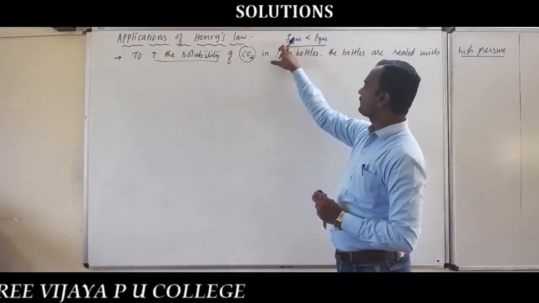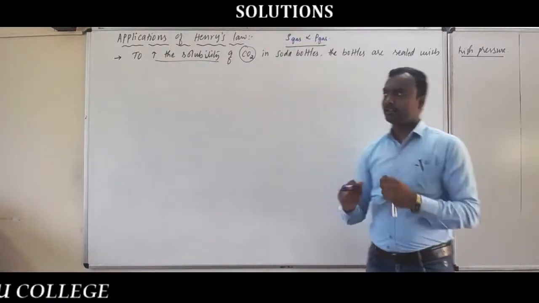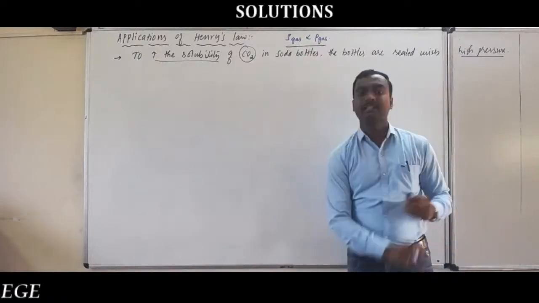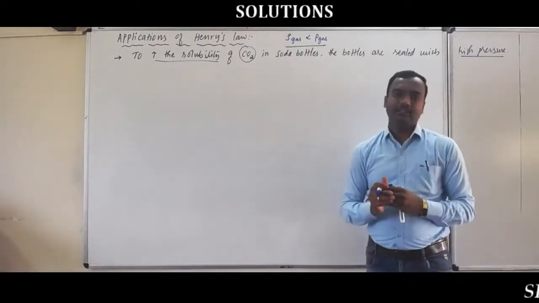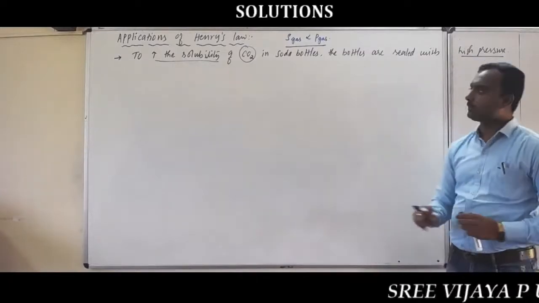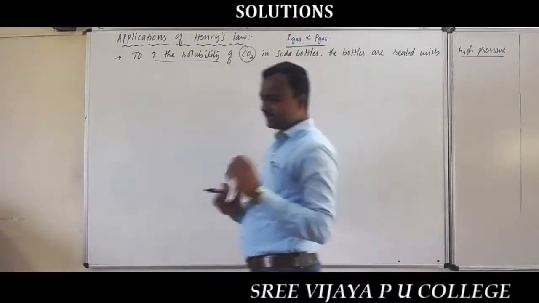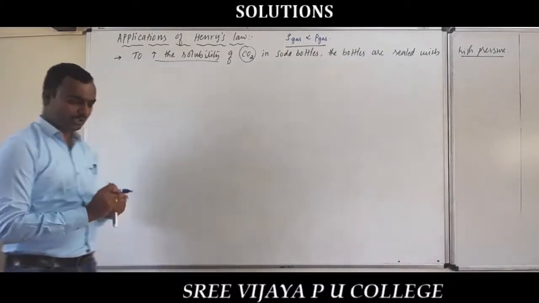That is Henry's law: solubility of the gas is directly proportional to the pressure. With high pressure, more carbon dioxide is dissolved in the water. Therefore, to increase the solubility of carbon dioxide in soda bottles or soft drinks, the bottles are sealed with high pressure. That is the first application of Henry's law.